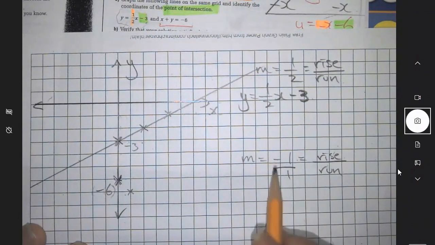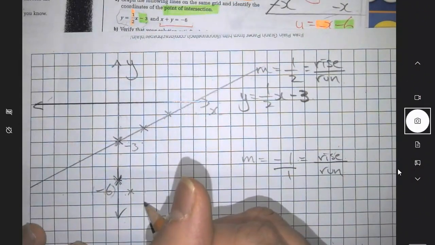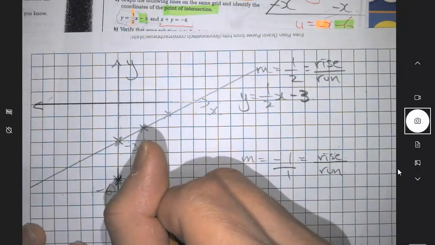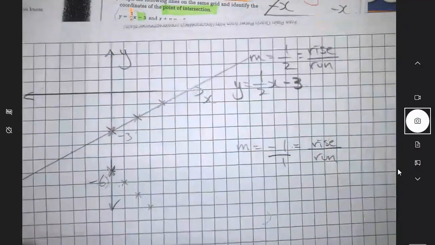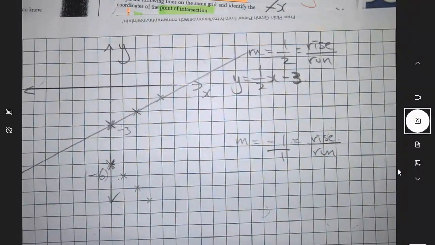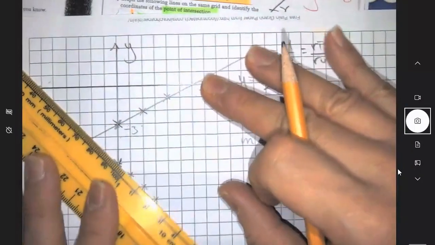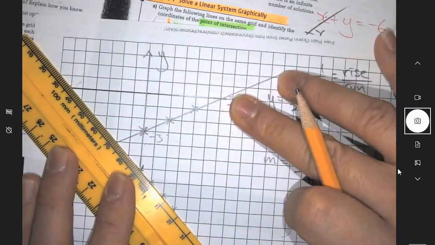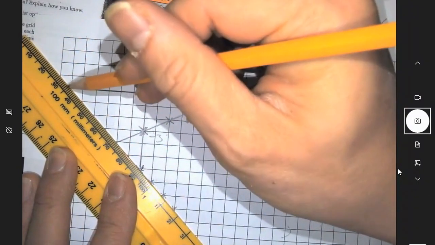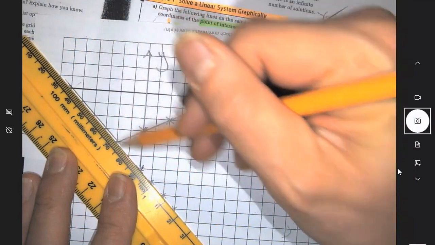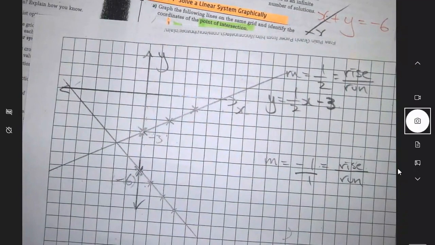Let's do another one. Run of 1, rise of minus 1. Go down here. Okay? And let's just do one more just for the sake of it. And now draw a straight line very carefully. Make sure you cut through all these points. Accuracy is very important for this topic. Okay. So you draw a straight line right through it.